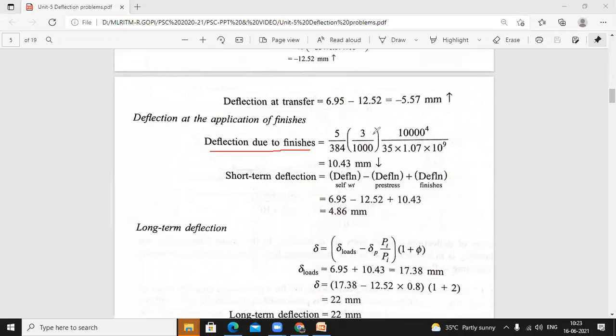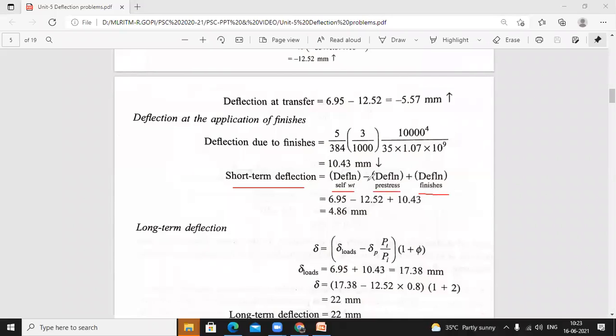So we use the formula 5 by 384 WL power 4 divided by EI. Substitute all the values. Here also 3 kilonewton per meter is given in meters, so I converted into mm: 3 divided by 1000. Substituting all the values, we got deflection in the downward direction. So the final short-term deflection equals deflection due to self-weight minus deflection due to prestress plus deflection due to finishes.